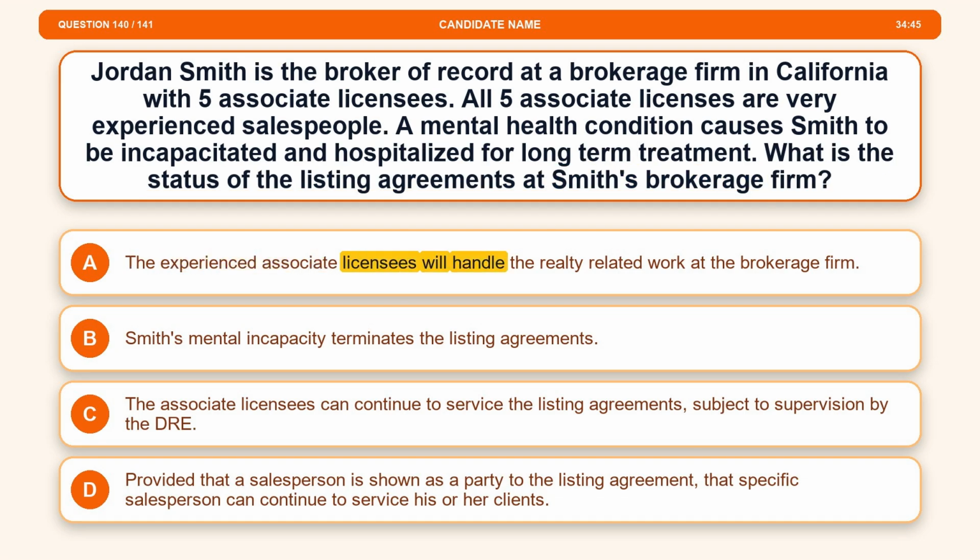Option A. The experienced associate licensees will handle the realty-related work at the brokerage firm. Option B. Smith's mental incapacity terminates the listing agreements. Option C. The associate licensees can continue to service the listing agreements subject to supervision by the DRE. Option D. Provided the salesperson is shown as a party to the listing agreement, that specific salesperson can continue to service his or her clients.